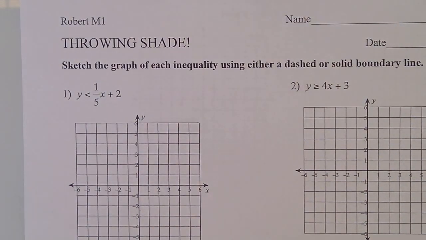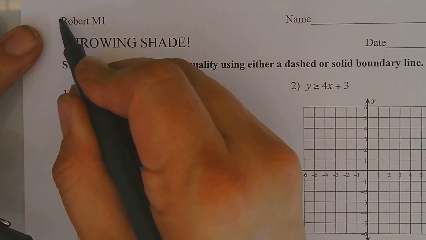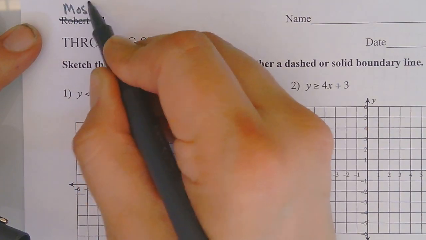This assignment is called Throwing Shade. We're using it in multiple of our classes. This is still Miss Moskowitz.